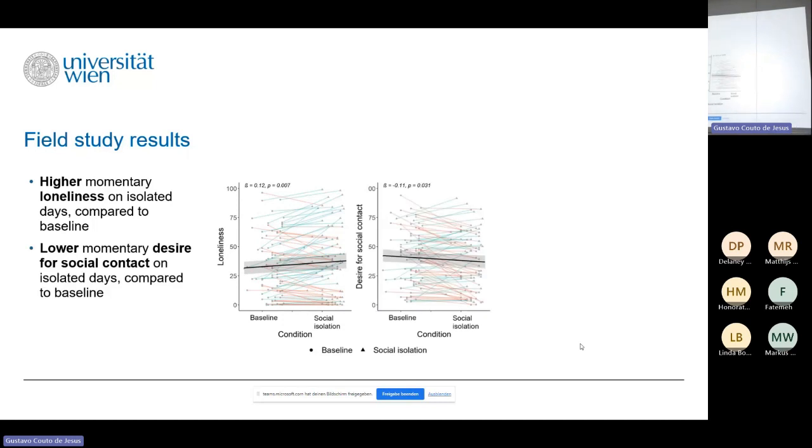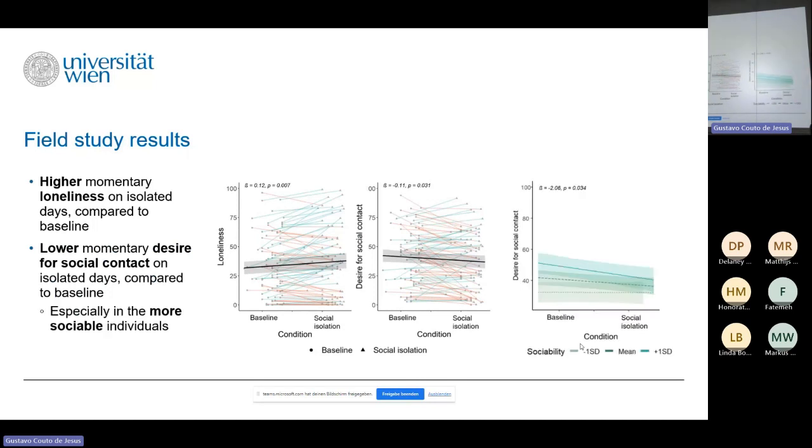Differently from the lab experiment, we didn't observe an increased desire for social contact, but rather a decreased desire for social contact during social isolation days. And this was particularly true for people with a high sociability trait. We measured different personality-related characteristics.